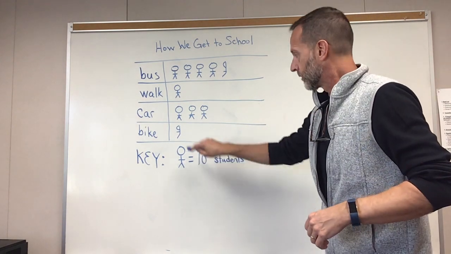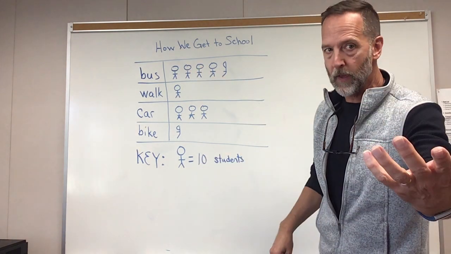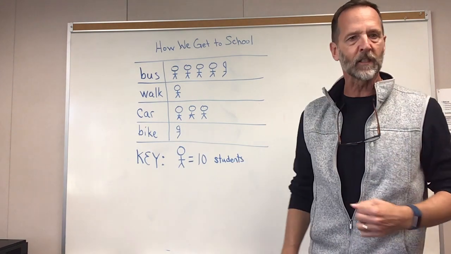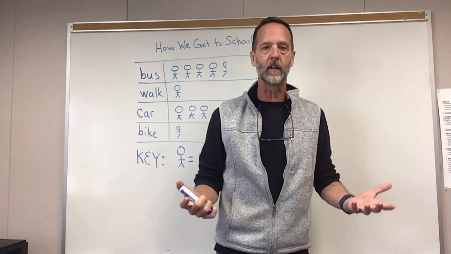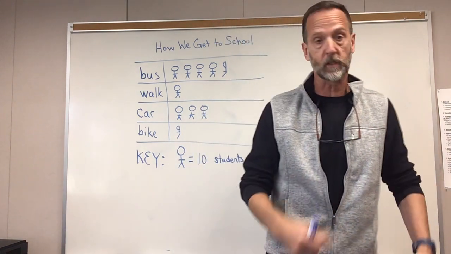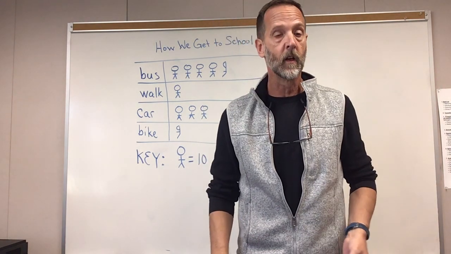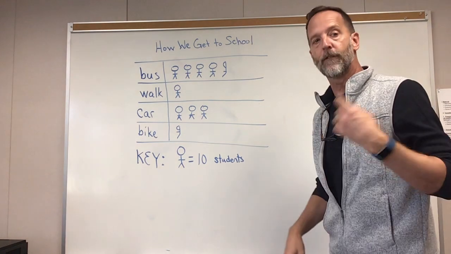Now, every time we see a stick figure, it's how many people? Look at the key. It's going to be 10 on this one. The key changes all the time. The key is not always 10. Sometimes it's 5, sometimes it's 4, sometimes it's 2, sometimes it's 1. You have to look for that key first.